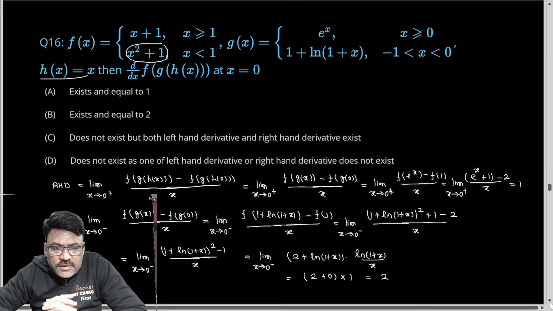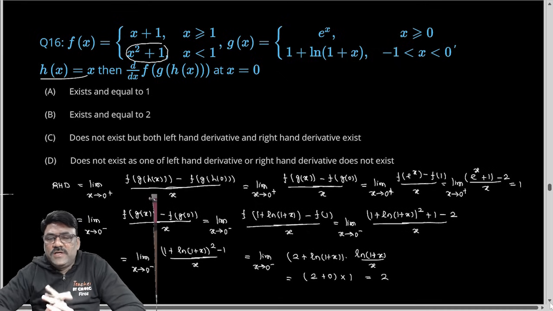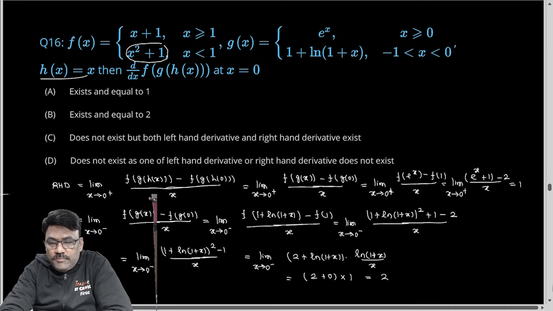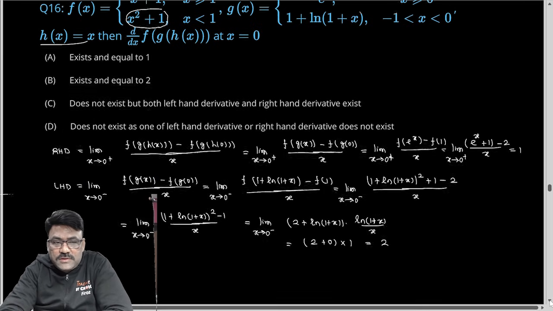So which option is correct here? Does not exist, but both left hand derivative and right hand derivative exist. Means option C. Option C is the correct answer here.